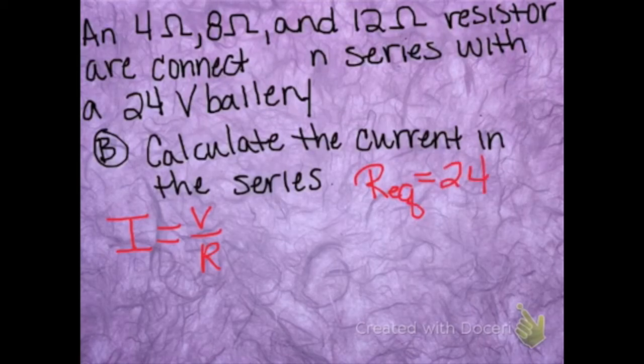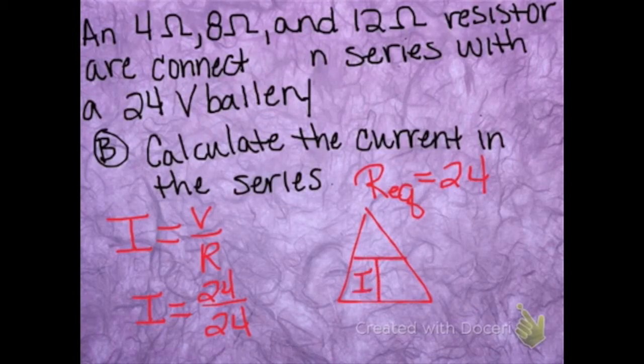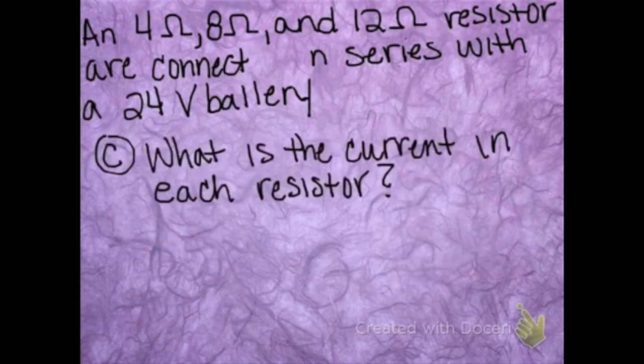So let's figure out what we've got. I is going to equal 24 divided by 24. If you need to put this into a triangle, this was 24, this is 24. So ultimately I equals 1, because 24 divided by 24 is 1. So we just figured out what our I is.